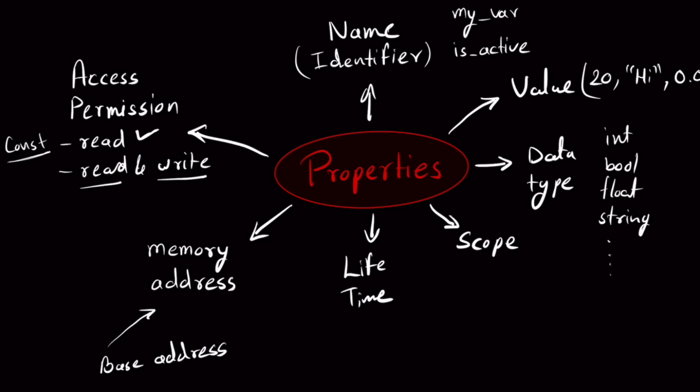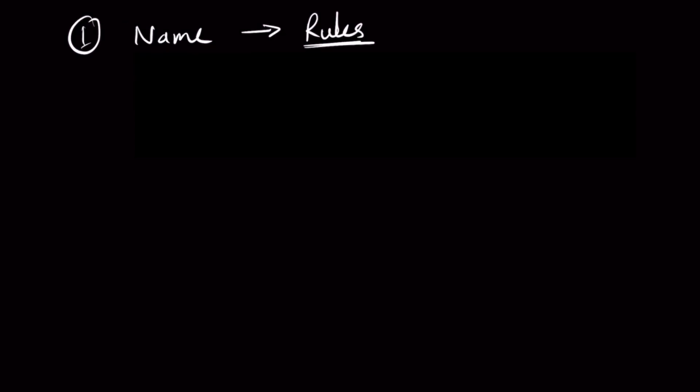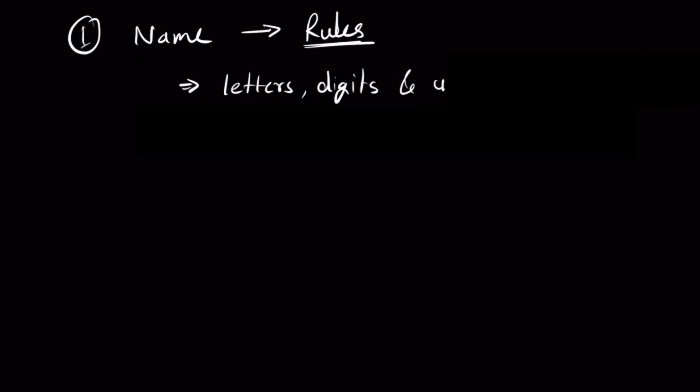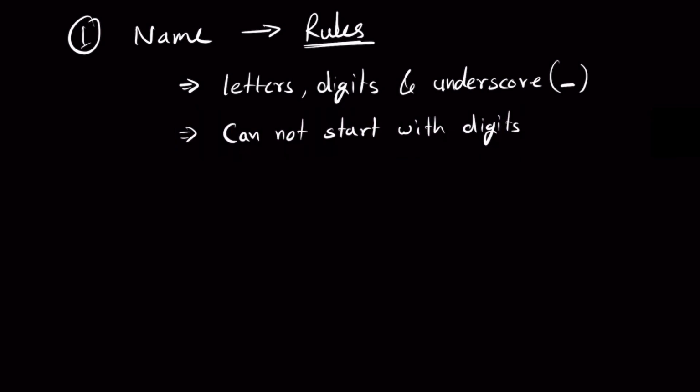Now let's understand each property in depth. So first one is name. In C++, we have certain conventions or rules to select a variable name, which developers should follow to write clean code. First one is, name can contain letters, digits, and underscores. The next thing is, name must begin with a letter or an underscore. It cannot start with a digit.